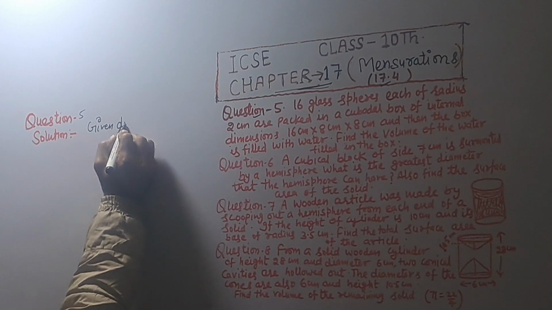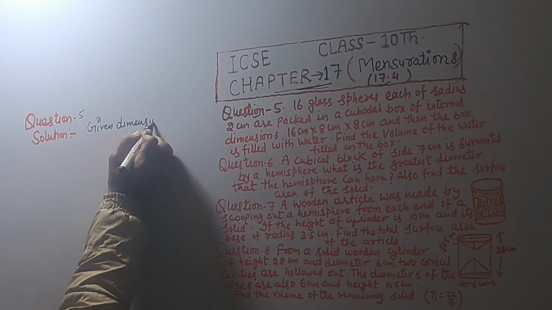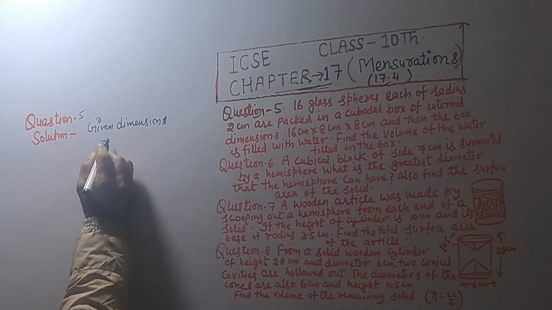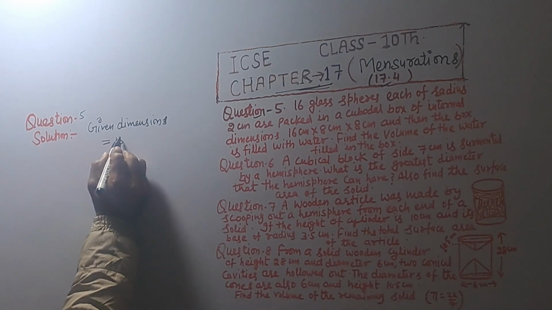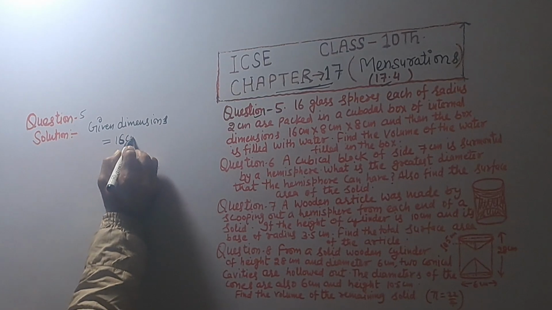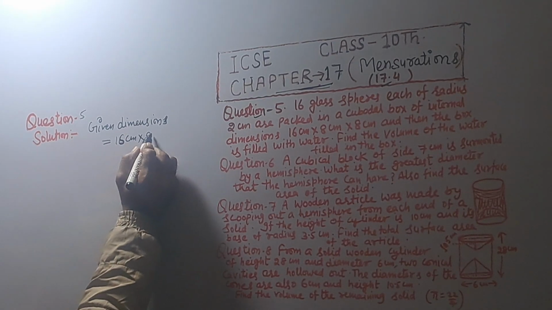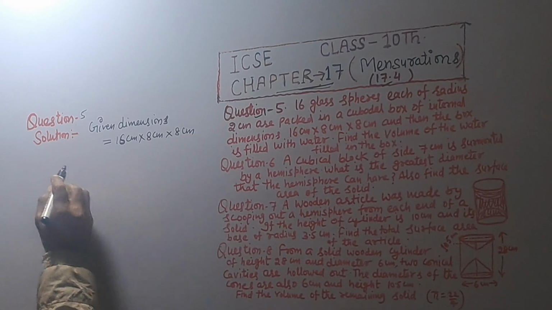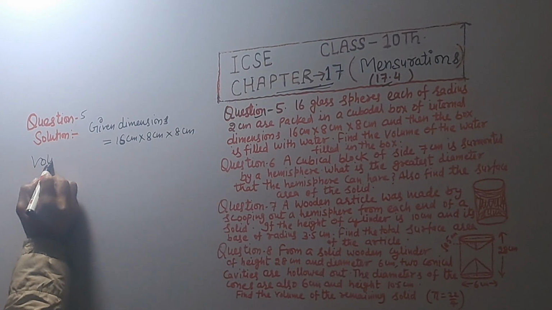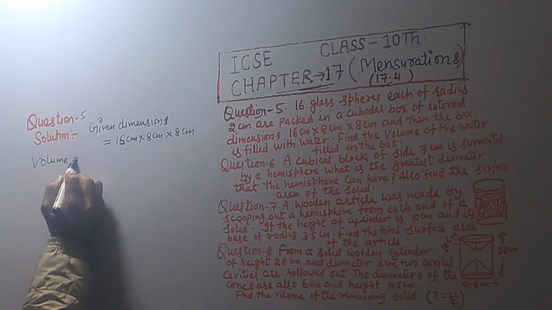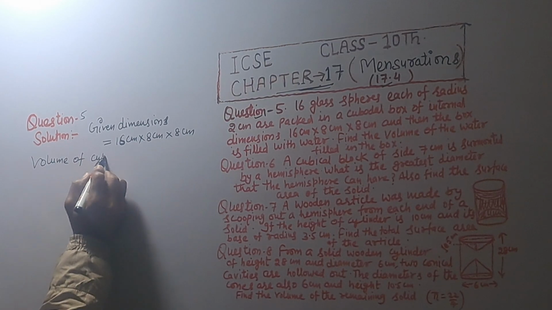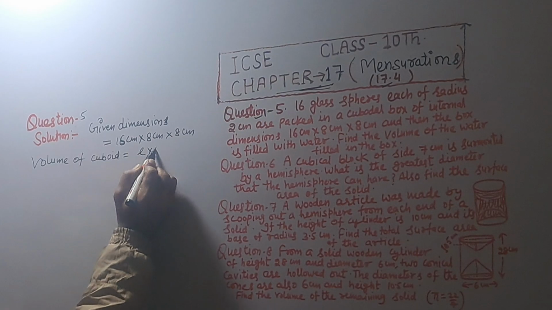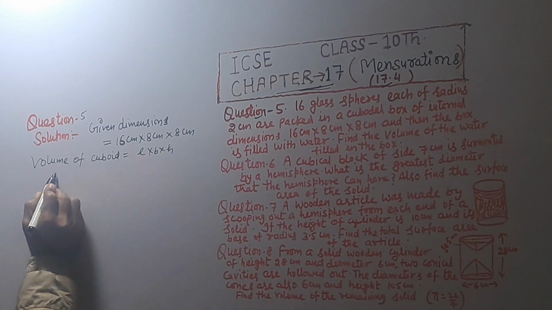Given dimensions are 16 centimeter into 8 centimeter into 8 centimeter. Volume of cuboid is equal to L into B into H.